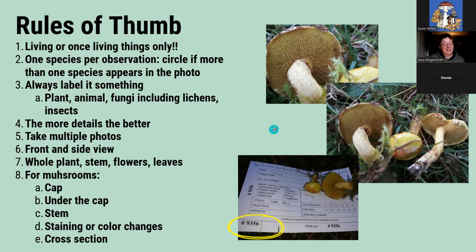Now, if there are lichens on the rock, that's a different story. So only one species per observation. If you cannot separate all the little critters in that particular photo, then you would Photoshop that or put it through some sort of tool, so you circle that creature and then upload it. And always label it something.